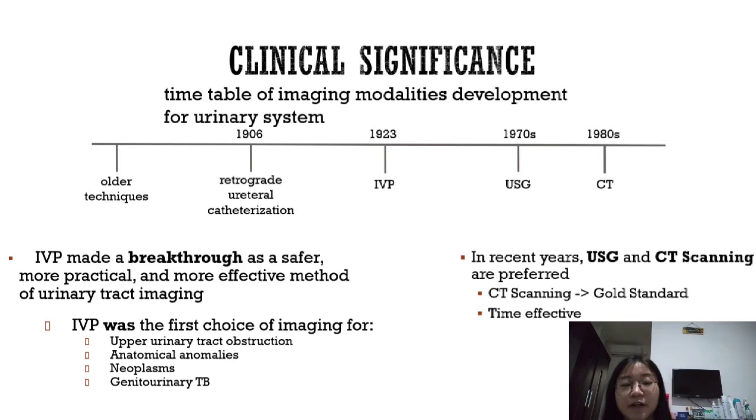As we can see from the timetable, as ultrasonography started to be used widely in the 70s for urinary system imaging and CT scanning starting from the 80s, IVP isn't used as much anymore. Although more expensive, USG and CT scanning are a lot more time effective. They also produce better visualizations, especially CT with its multiplanar 3D reconstruction. Hence, in recent years, IVP use has become limited, but it is still an option for some special cases or situations.